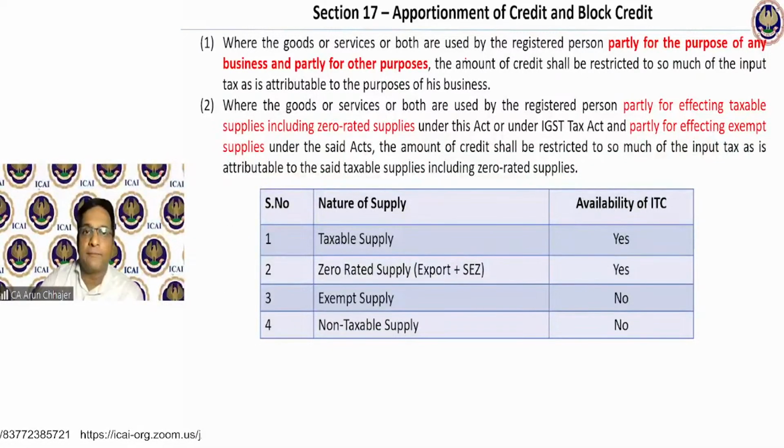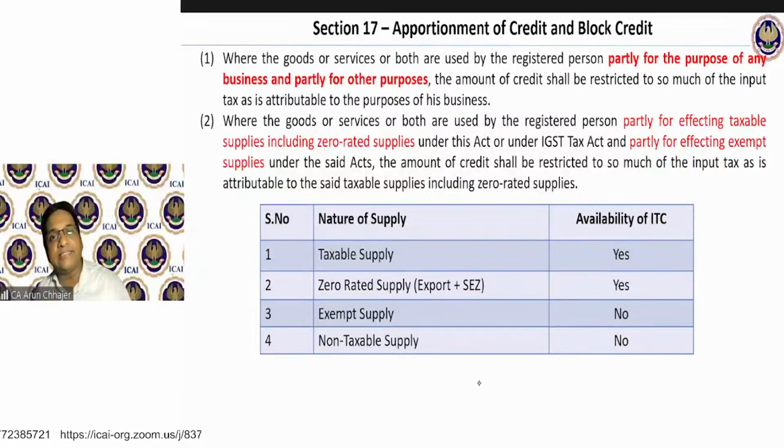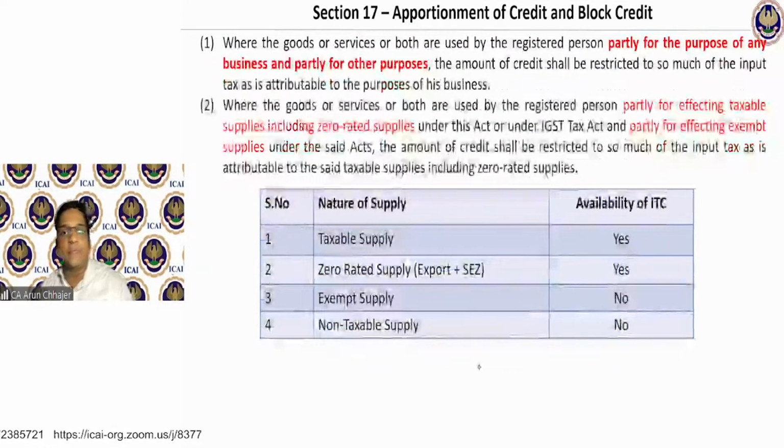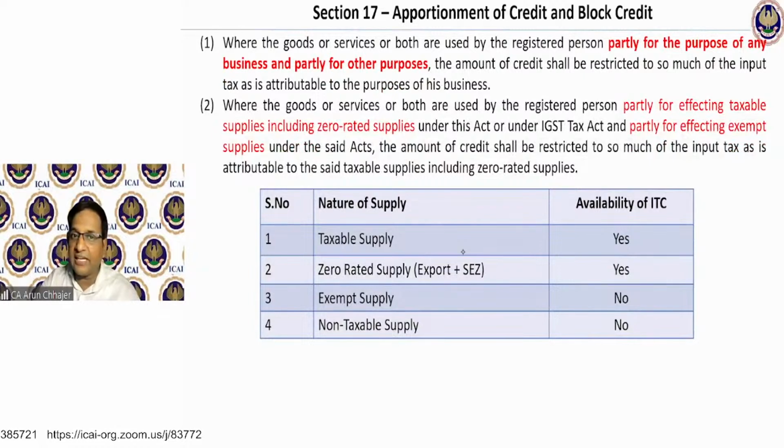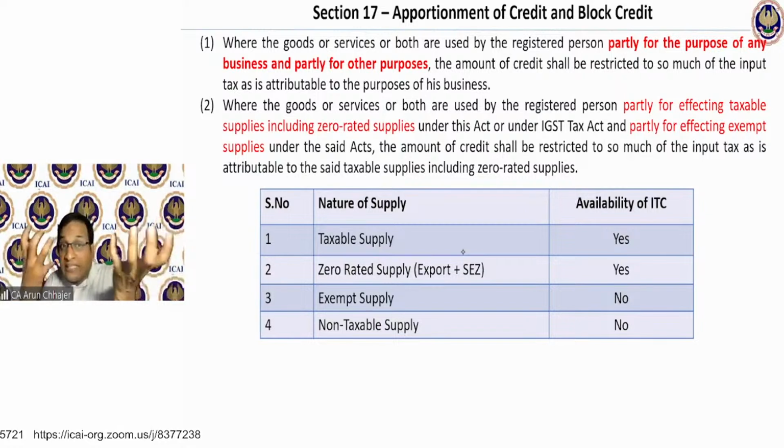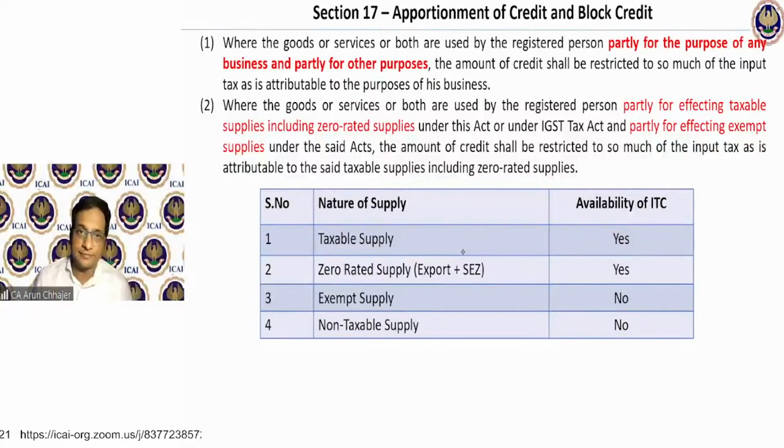Now we are moving to section 17. Section 16 is completed. Section 17 covers apportionment of ITC, credit and the block credit. See, whatever credit is available, you can claim that ITC. There is no one-to-one linking required. It means, let's say I'm doing the business of 3 categories: item A, item B, item C. So, in the GST, there is no one-to-one linking required. Means, if you have the ITC of A, not necessarily can you use that ITC for sale of material A only.